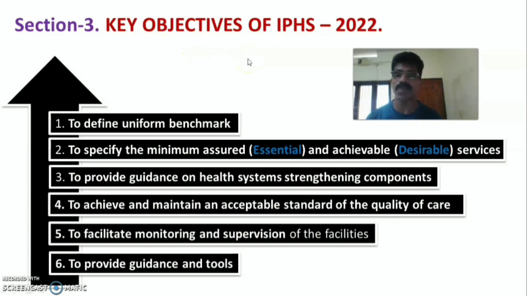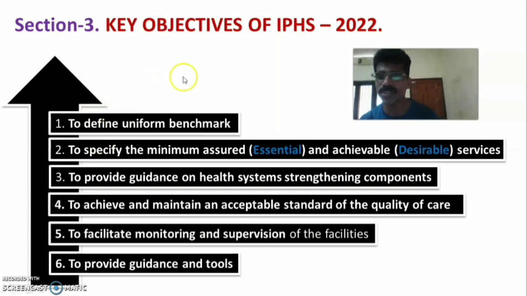So section 3 explains the key objectives of IPHS for the health centers. That is for the sub-centers, primary health centers, community health centers, even district hospital and sub-district hospital. So section 3 is key objectives. There are 6 key objectives explained in this section 3.